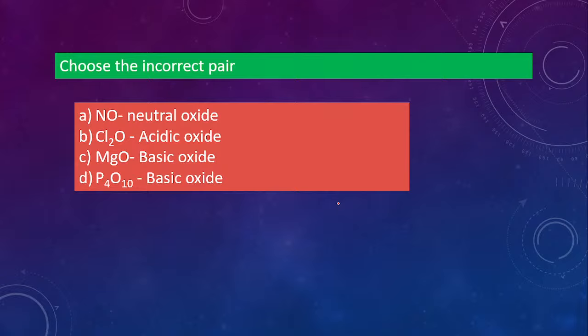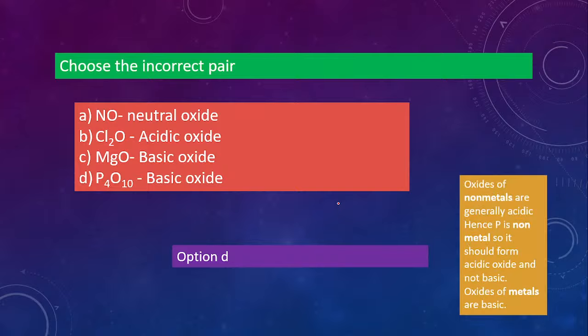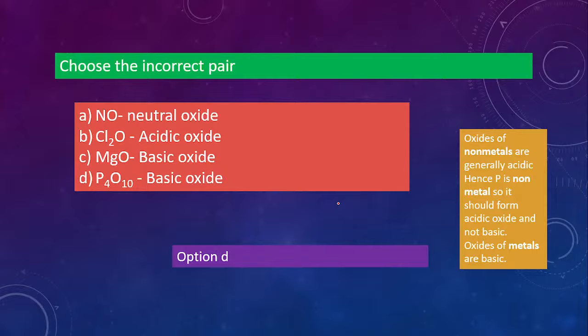Okay, let's see the answer. So option D. Not A, it will be D. P4O10 is not a basic oxide. Now, how will you know? See this note. Non-metals will form acidic oxides. Generally all non-metals form acidic oxides. Keep it in mind. Now, phosphorus is what? Phosphorus is a non-metal. So since it is a non-metal, it should have formed an acidic oxide. It will not form basic oxides.